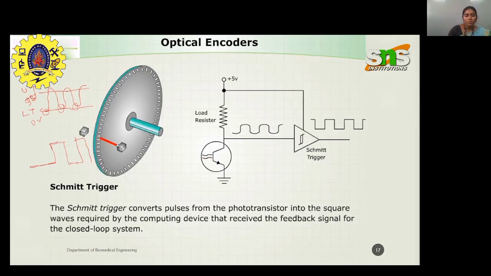From this square pulse we can get the position and the direction of the rotary mechanism, whether it is linear motion or rotation motion, and also we can measure the speed or velocity of that particular mechanism. Okay, so that's all, guys, about optical encoders. Thank you.